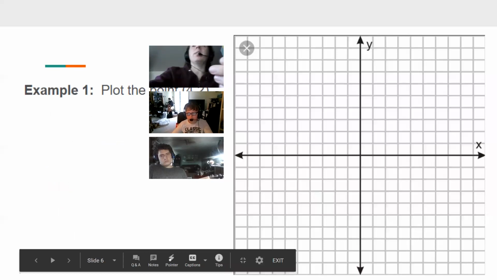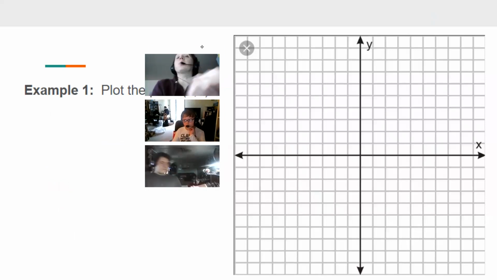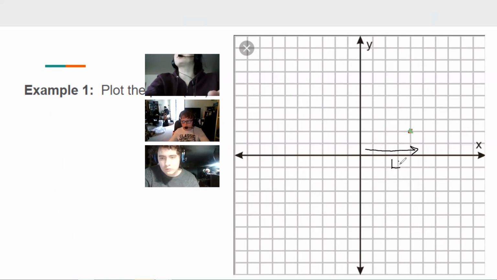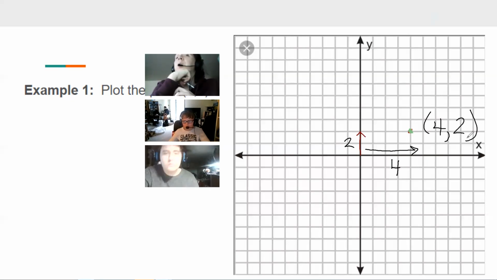Okay. So let's have someone please plot the point 4, 2. Very good. Yeah, exactly. This is the point 4, 2. It's to the right 4 spaces because it was a positive 4 in the x value, and then it's up 2 spaces. Good. That's 4, 2. Perfect.